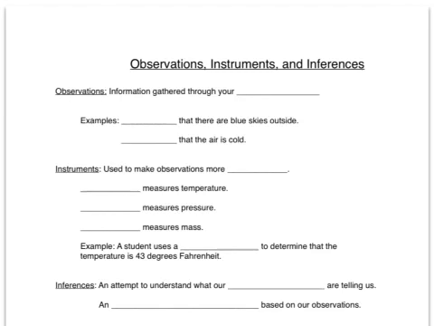Okay, this lesson is going to be on observation, instruments, and inferences. I'm going to start with observations because that's where science starts. Observations are information gathered through your senses. So we'll write that definition here.